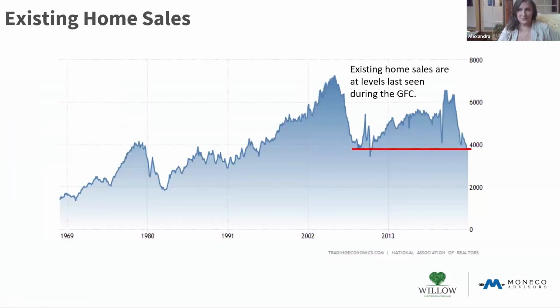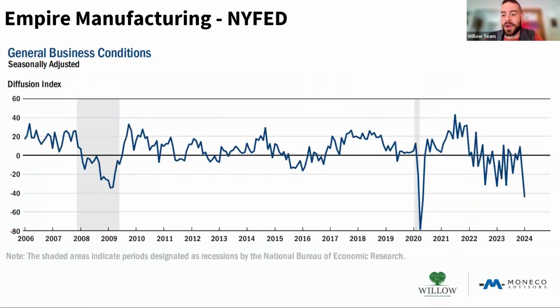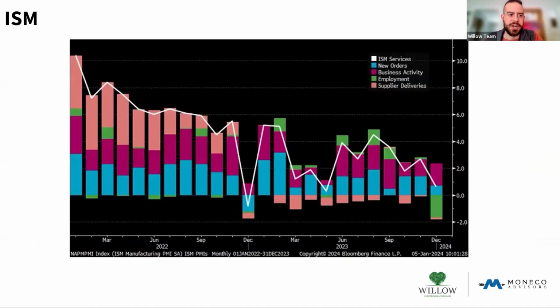Home sales are at levels last seen during the great financial crisis. Just interesting data. Empire manufacturing hit a record low print. Well, other than COVID. A lot went on then, right? Yeah, the COVID shutdown out of the equation, it's a pretty bleak picture for manufacturing.